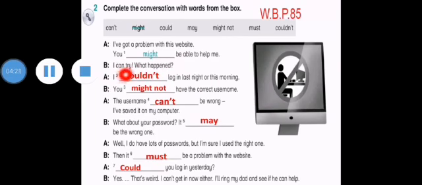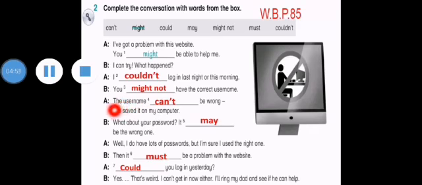B. I can try. What happened? A. I couldn't log in last night or this morning. Couldn't to talk about past ability, and notice the use of last night. B. You might not have the correct username. Might not, and it is a deduction in present.